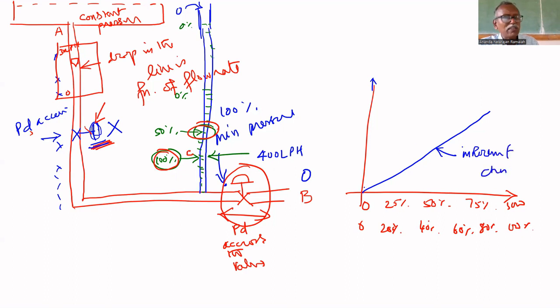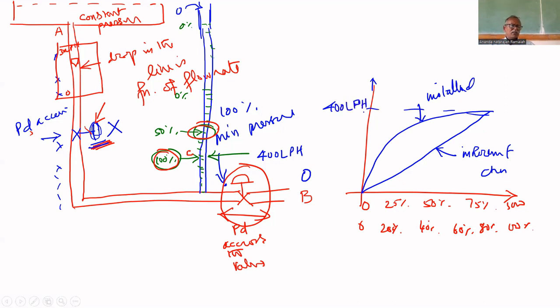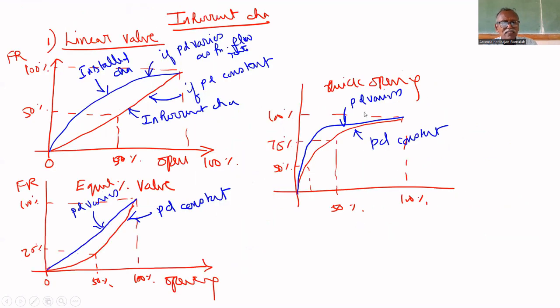Now you allow the pressure drop across the valve to vary. That's why you will get a characteristic like this. This is called installed characteristics. The maximum flow rate is 400 liters per hour. So you got 2 characteristics for the linear valve. Then do the same thing for equal percentage, and do the same for quick opening. You will get the characteristics like this. That's all about the experiment.